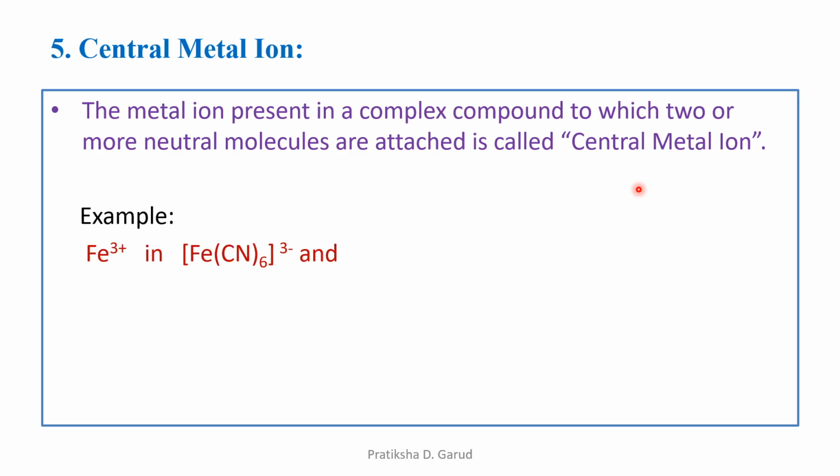Its example, in the case of [Fe(CN)6]3-. Now it has a charge. So this Fe is called Fe3+, which is the central metal ion. Again, [Co(NH3)5Cl]2+. Again this cobalt has the charge 2+. So this Co2+ is known as the central metal ion.